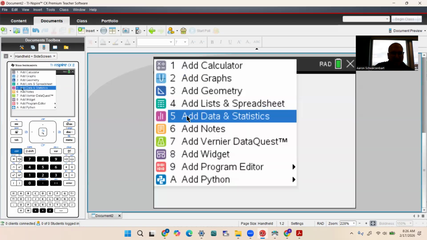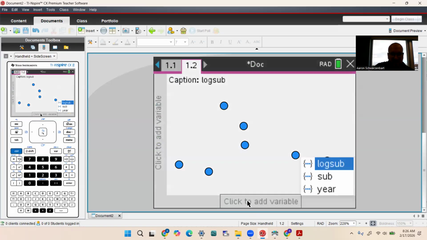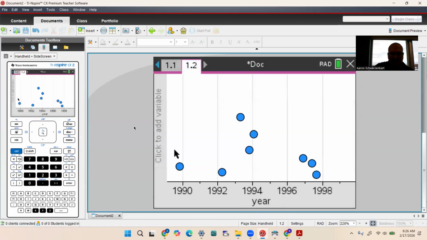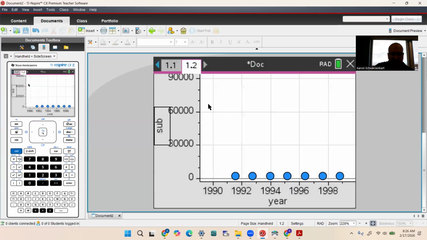So once I've got it all entered, I'm going to make a data and statistics graph of year versus subscribers. It looks kind of exponential.